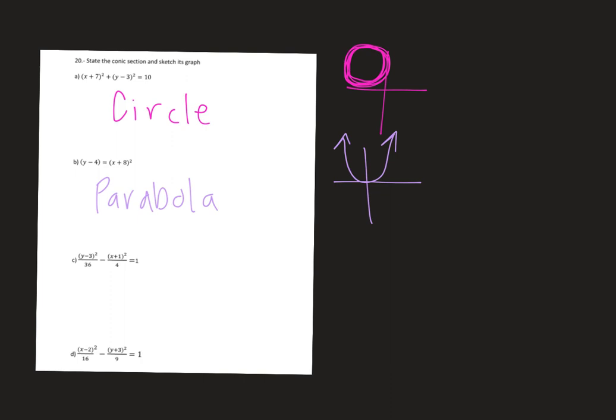Okay, on C, I have two groups. They're both squared. One is positive, one is negative. So that's a hyperbola. In this case, this hyperbola is going up and down. It's almost like you have two parabolas, a little different than that, but you might have some asymptotes that you're going to approach, but there's your hyperbola.